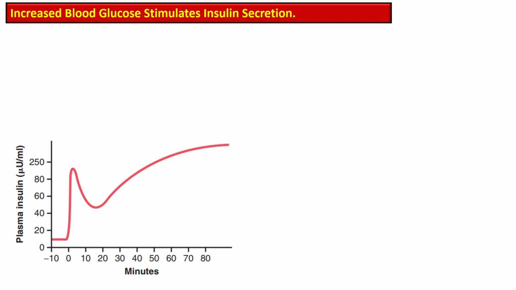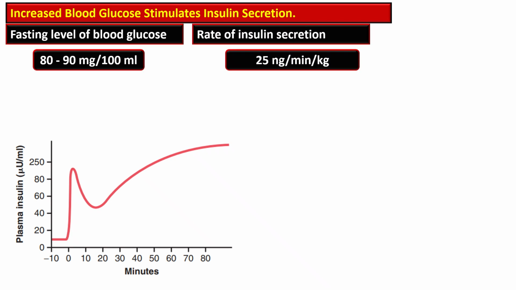So insulin secretion is stimulated by increased blood sugar. The baseline secretion is about 25 nanogram per minute per kilogram of body weight, and this occurs with a fasting blood glucose of 80 to 90 milligram per 100 ml of blood. This low rate has little physiological activity, just enough to maintain basal metabolic balance.